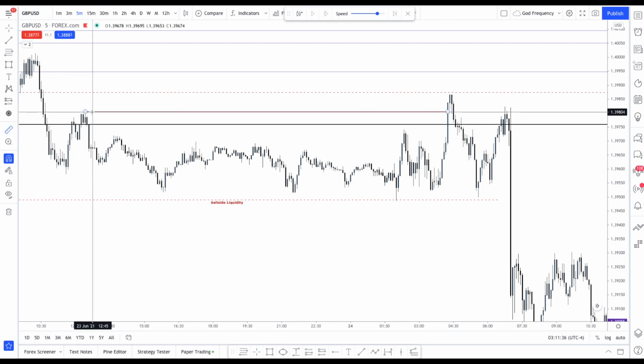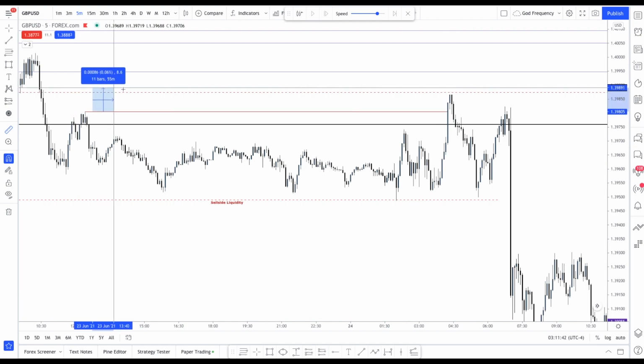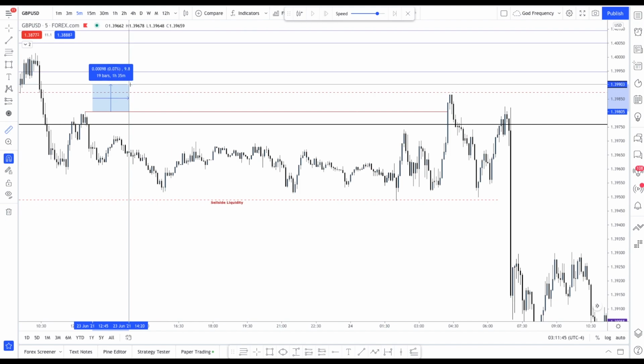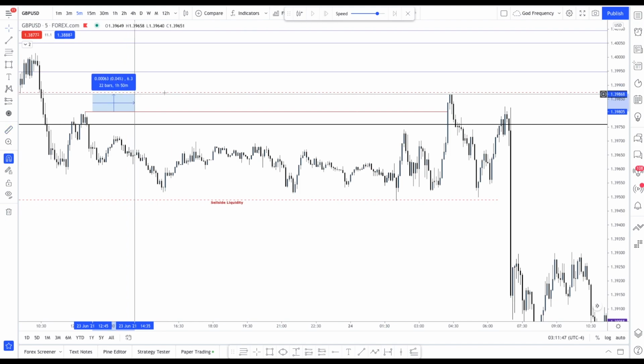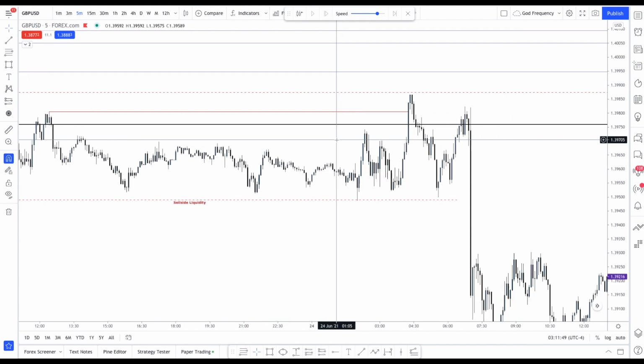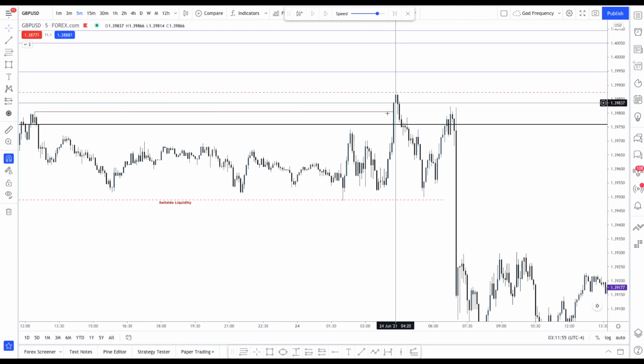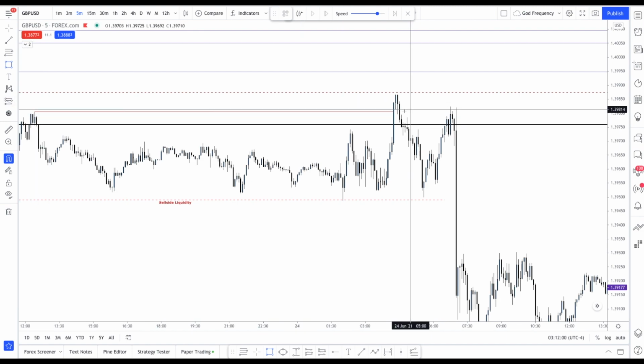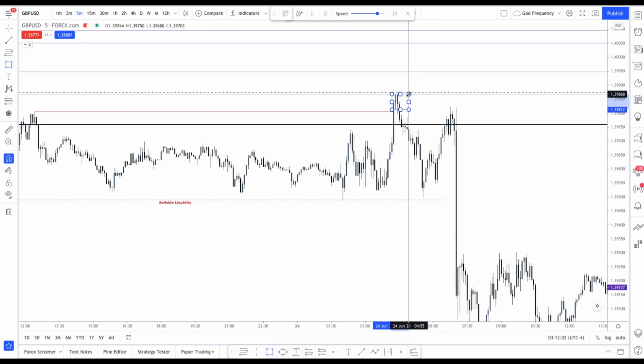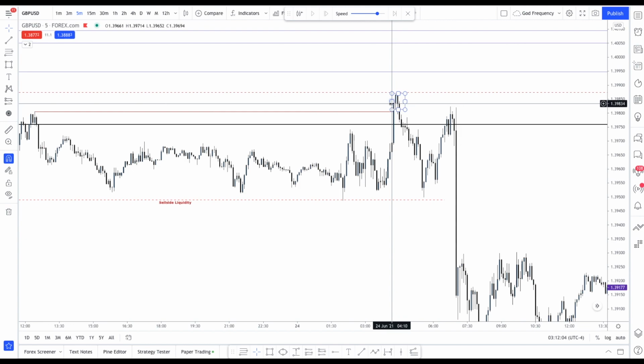Typically, man, for classic ICT turtle soup, you can look for them to take price up 10 to 20 pips. This is a smaller time frame, so kind of tread lightly with that, right? But what I'm looking for specifically is a purge. I'm looking for that purge of this liquidity, and I'm looking for an order block that's left behind, right?